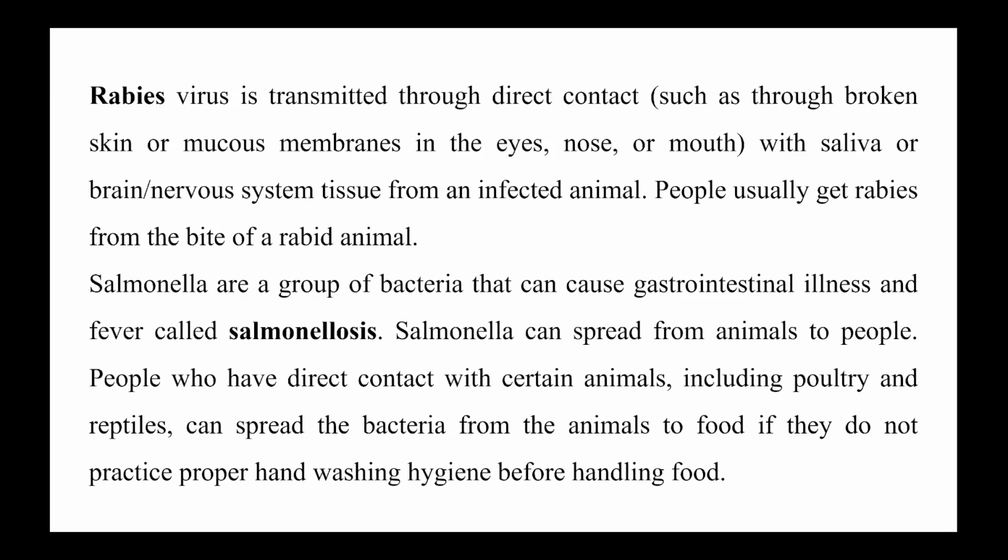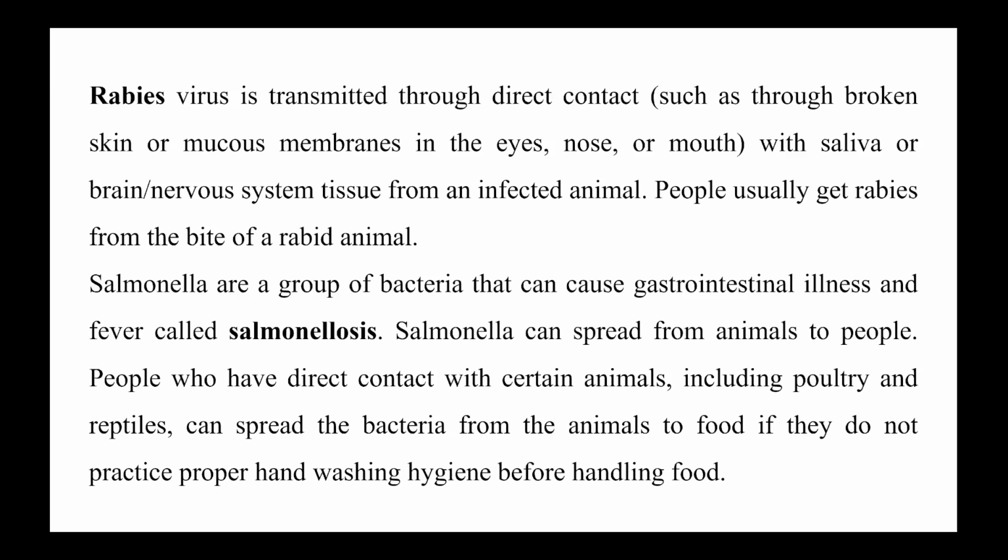So the location of the bite is very important in case of rabies because the virus has to travel to the nervous system. And that is why, as soon as you get bitten by a rabid animal, you should get the injections that are there to prevent the rabies infection.